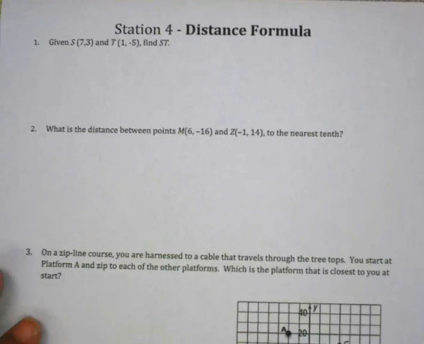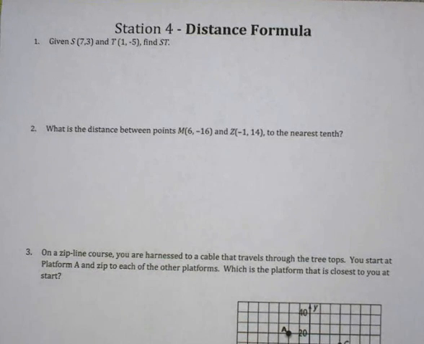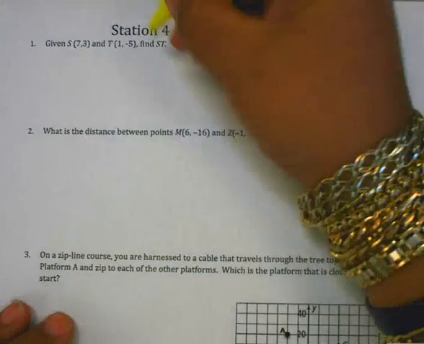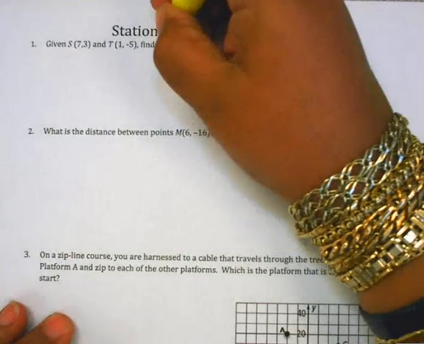All right, now we're going to do the distance formula, station 4. Okay, everybody get ready. Number 1 reads, given point S is at 7, 3, and point T is at 1, -5, find ST. That's find the measure of ST. See how there's no line above that?